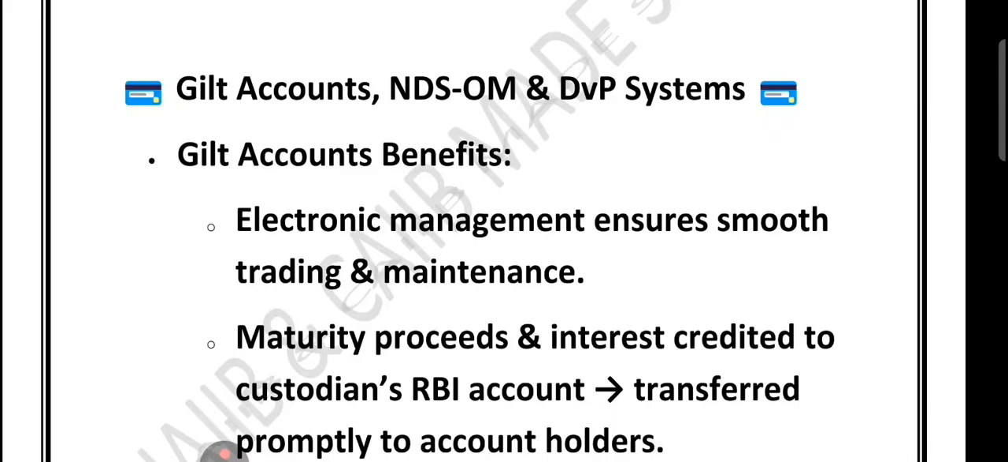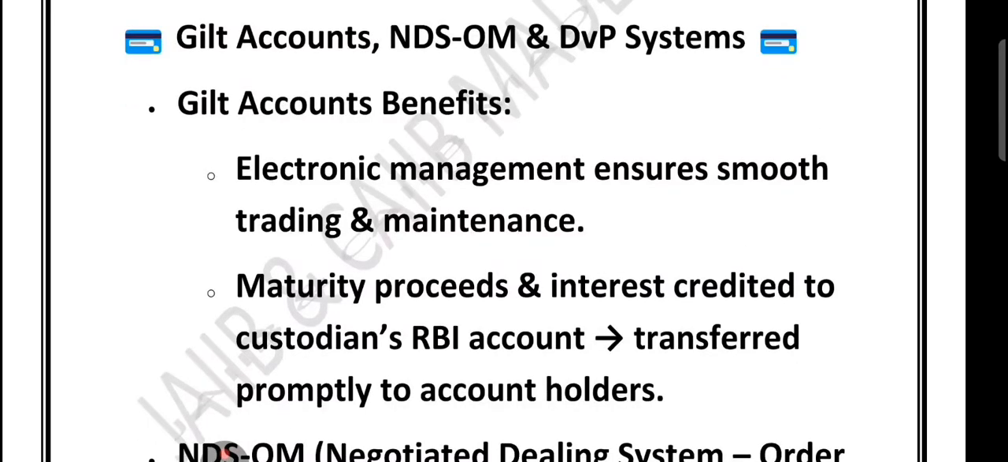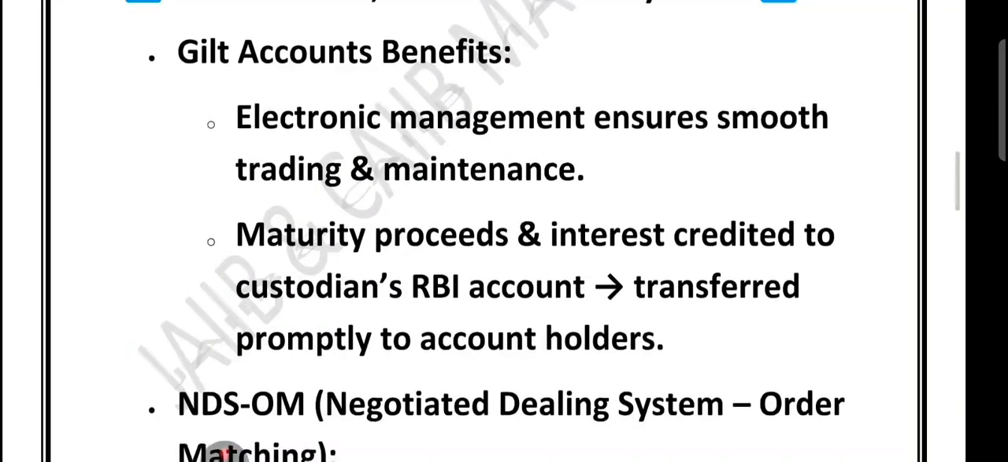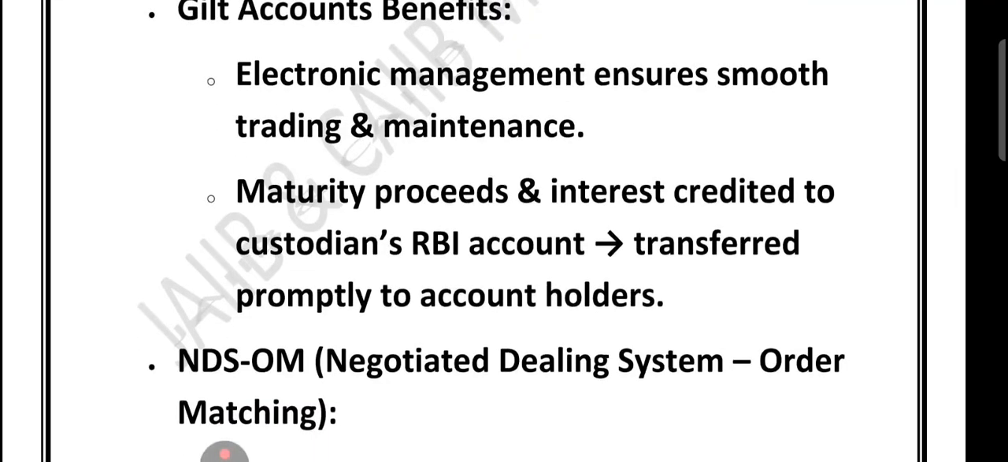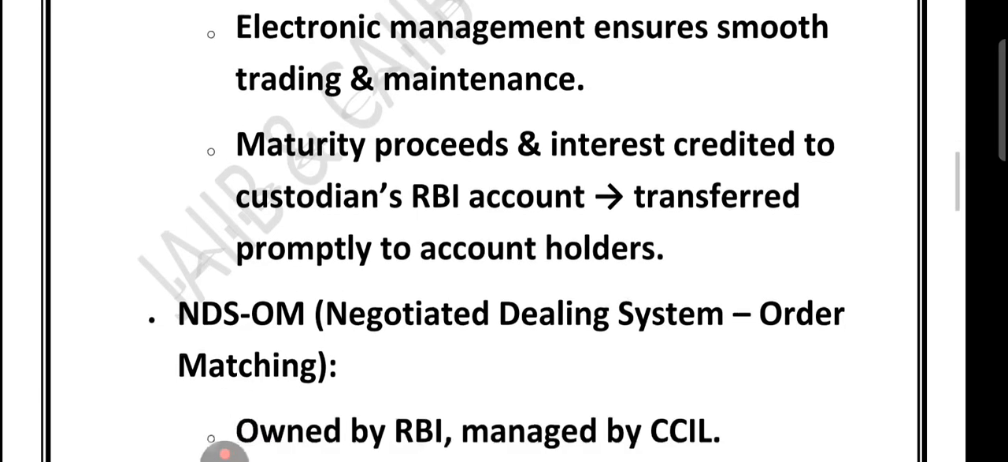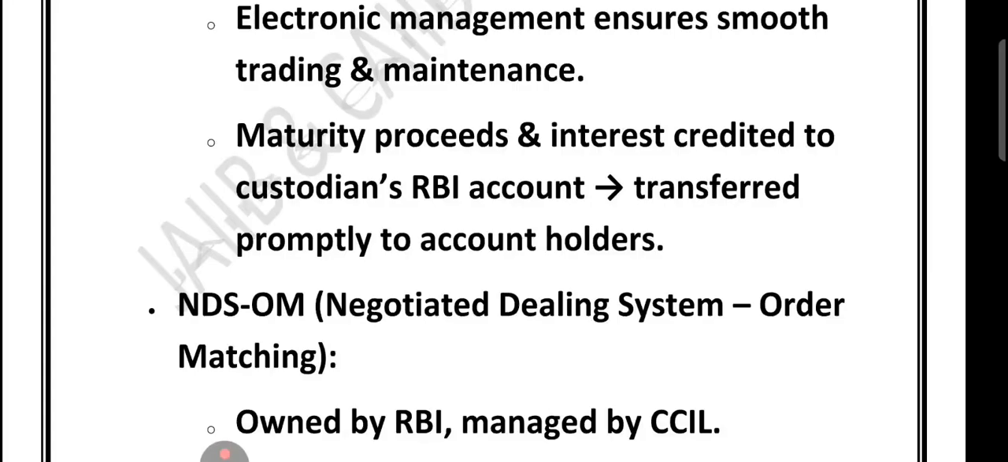Now let's talk about the benefit of the gilt account. These accounts allow investors who are not eligible for SGL account to hold government security electronically. What are the benefits? Like a smooth electronic management for trading and maintaining security. Second benefit is maturity proceeds and interest are first credited to the custodian's RBI account and then promptly transferred to the investor account.